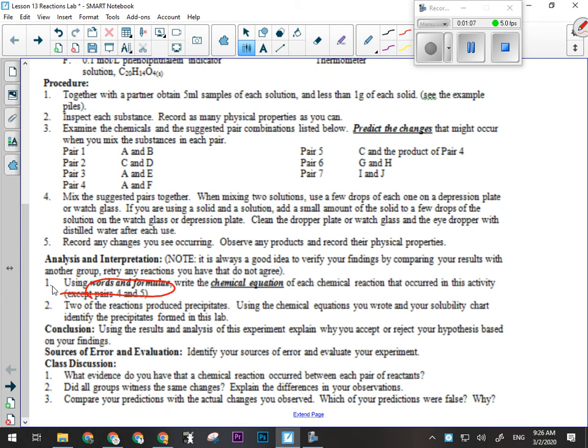Now we're going to talk about what that looks like, because there's a couple of those reactions that didn't go the way we predicted. So we're going to look at those. Now, the second question is asking about 2 of the reactions. In 2 of these reactions, precipitates were formed. Those precipitates need to be identified. So when you're writing out the reaction, you need to look at the products of those reactions and see, using your solubility chart, which of those products are not soluble, and simply identify.